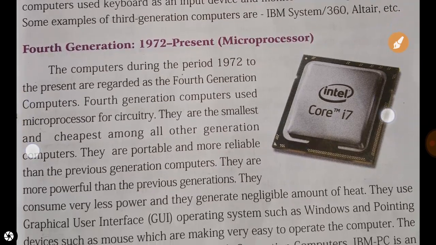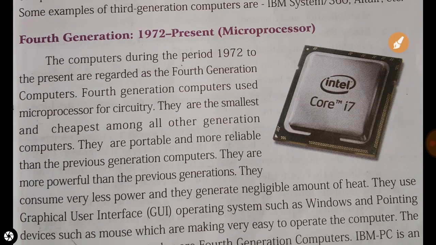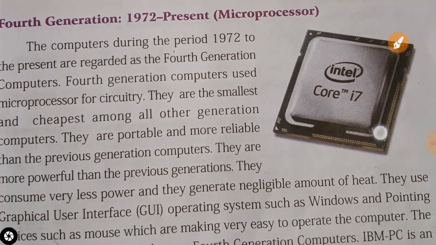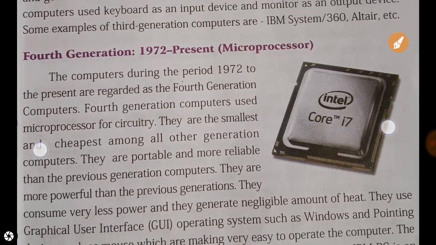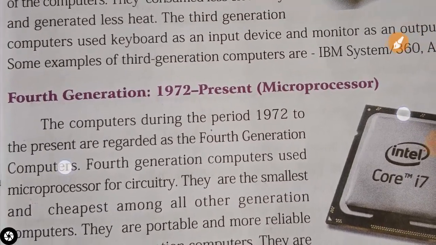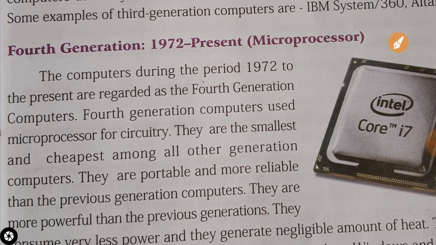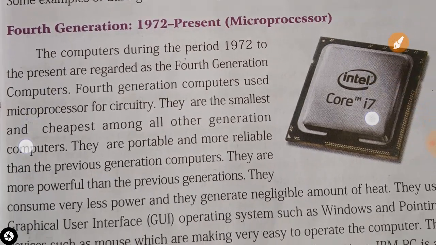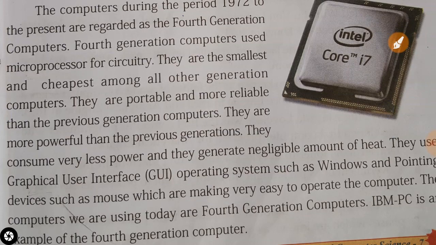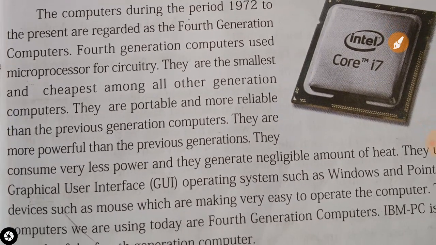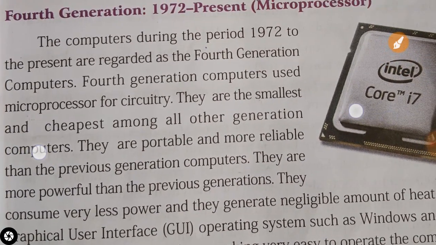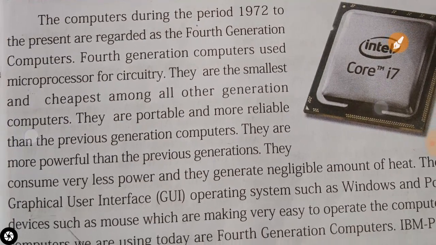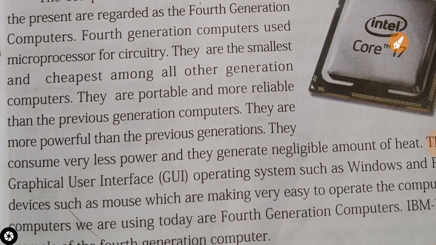And fourth generation computer, actually we are using fourth generation computer. I have heard that we are also getting the latest version of CPU, central processing unit. i9 is coming up, or maybe it has already come in the market. This is i7. Most of you have a computer with i7. So we are using fourth generation computer. The fourth generation started from 1972 till now. The computers from 1972 to the present are regarded as the fourth generation computer. They are very small in size. Even your mobile can be considered as fourth generation computer, smallest, cheapest.